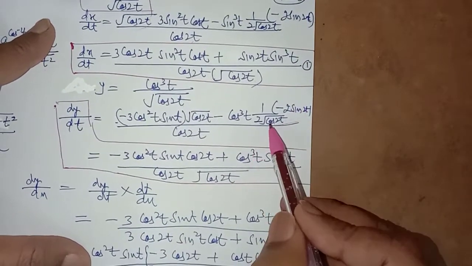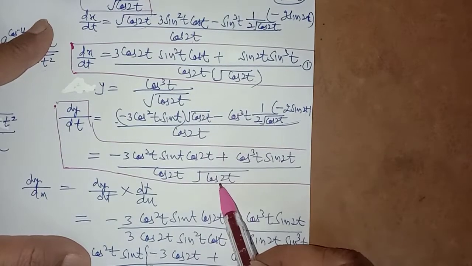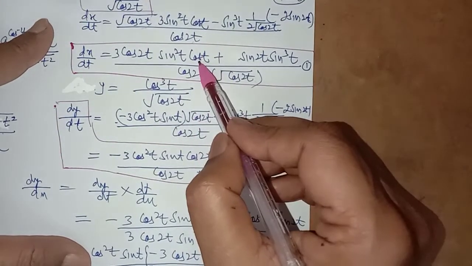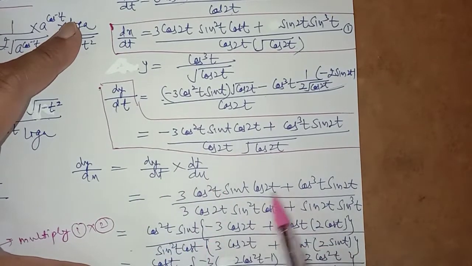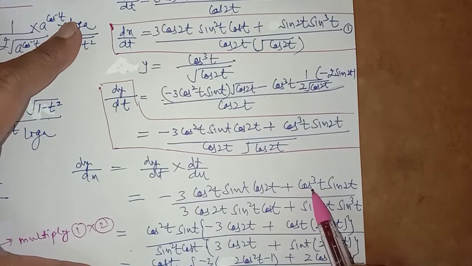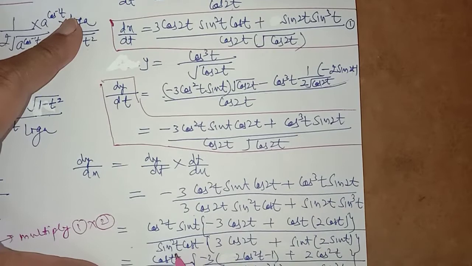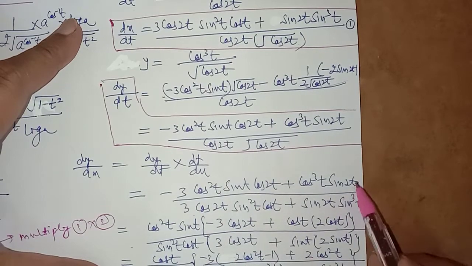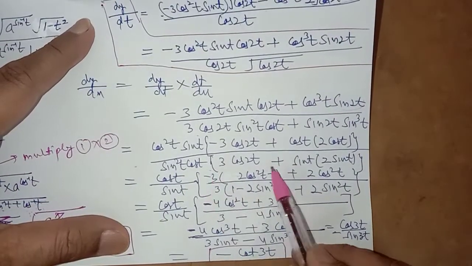Now you have to simplify the numerator. By taking the LCM, root will be cancelled out and you are getting this. So dx upon dt, dy upon dt, using the chain rule, dy upon dt into dt upon dx, you are getting this. Now in the numerator, you can take cos square t common into sin t common. In the denominator, you are getting sin square t into cos t common, by putting the value of the sin 2t formula. Sin 2t formula here and sin 2t formula here, then you will take common. After taking common, we are getting this.